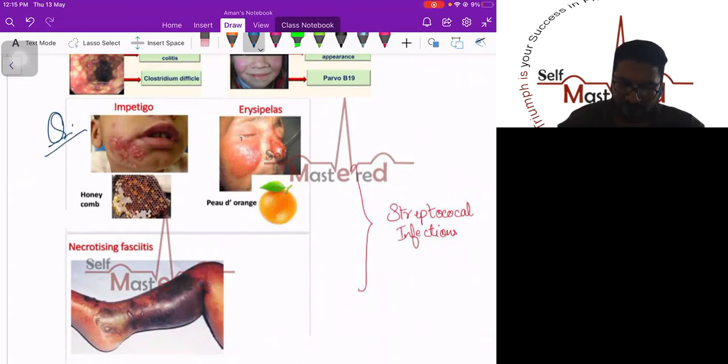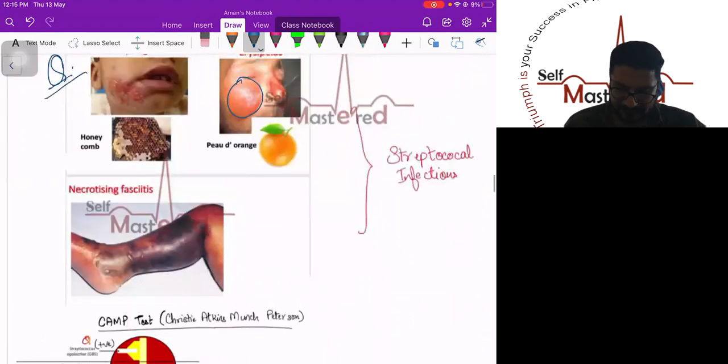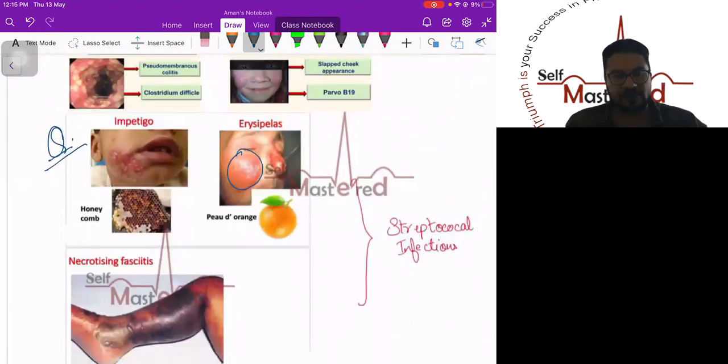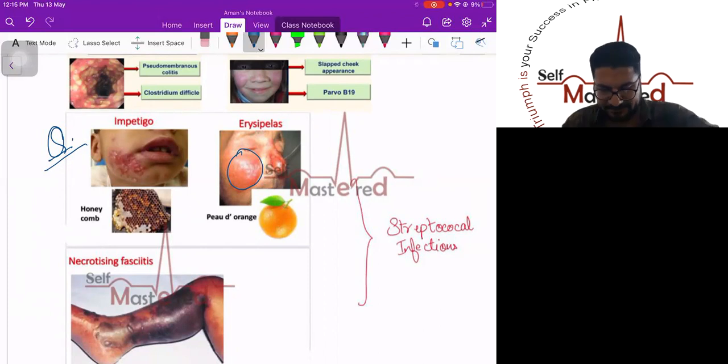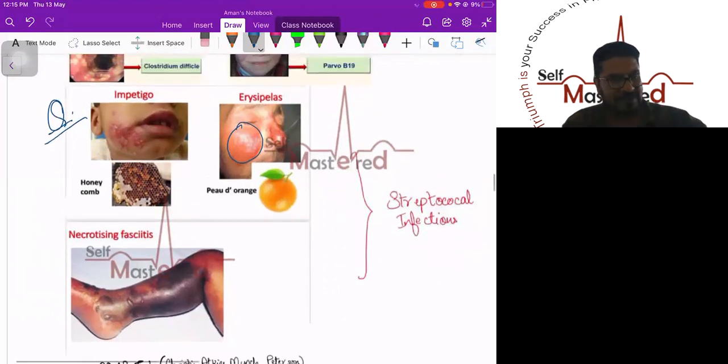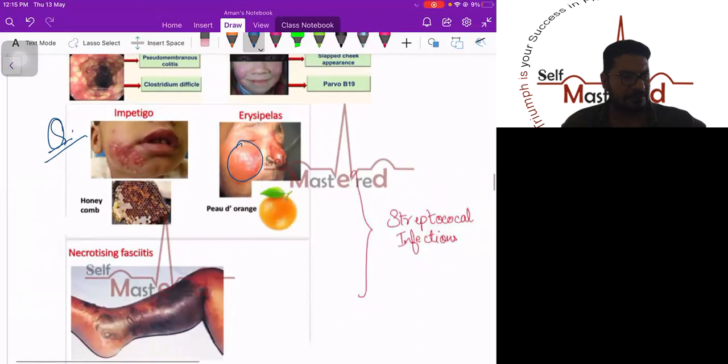Erysipelas will have a peau d'orange appearance in the face. You will see an eruption or rash, an orangish, reddish-orange rash in the skin of the face. We call this erysipelas, with a honeycomb pattern, and sometimes necrotizing fasciitis. So these are caused by streptococcal infection. And one more thing, you know that it is also a causative agent for rheumatic fever and post-streptococcal glomerulonephritis. So remember, these are the images that they ask in microbiology related to streptococcus that you should understand.